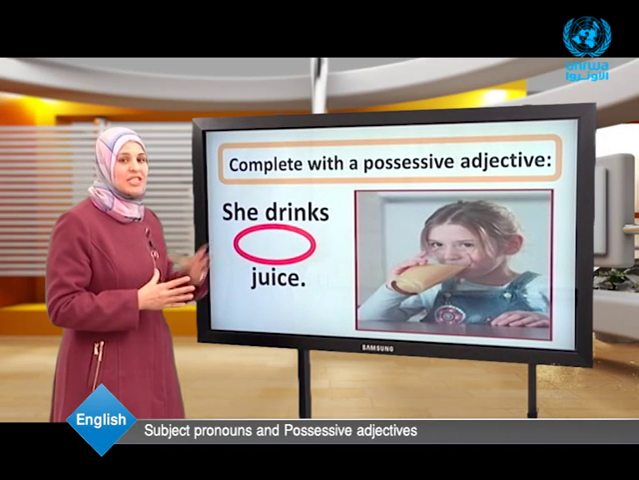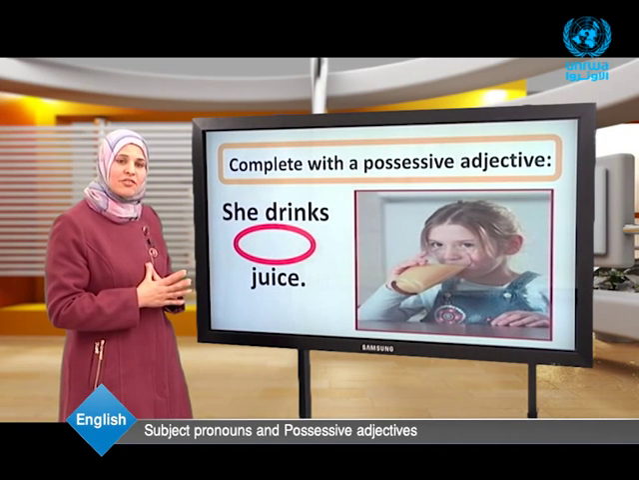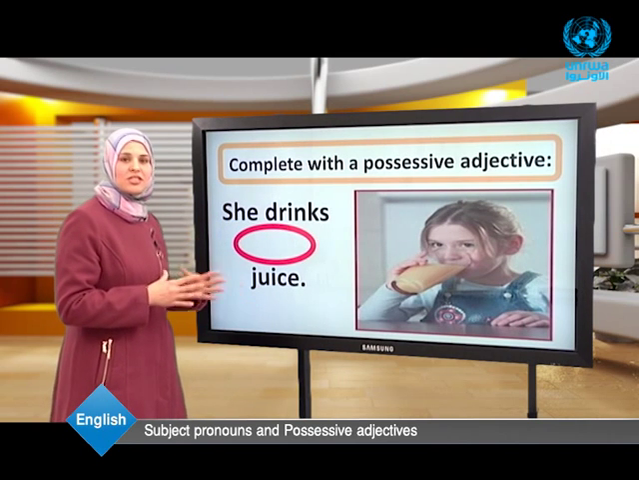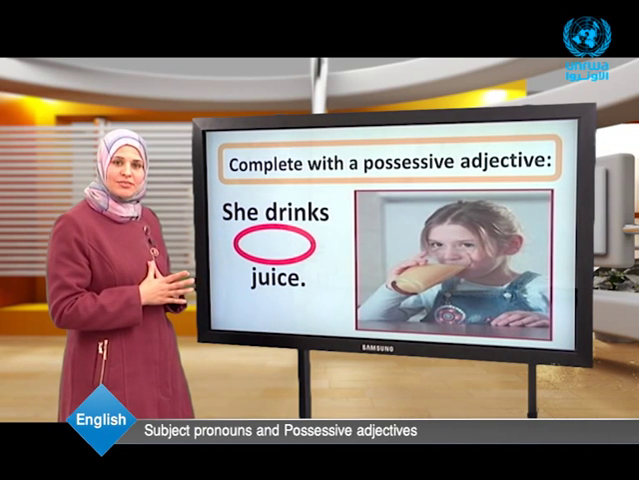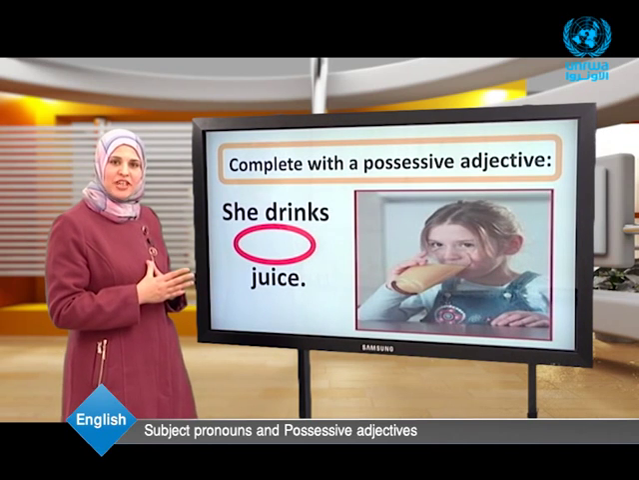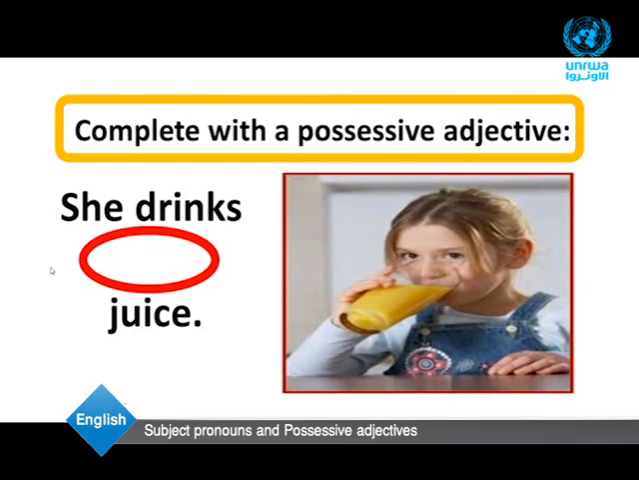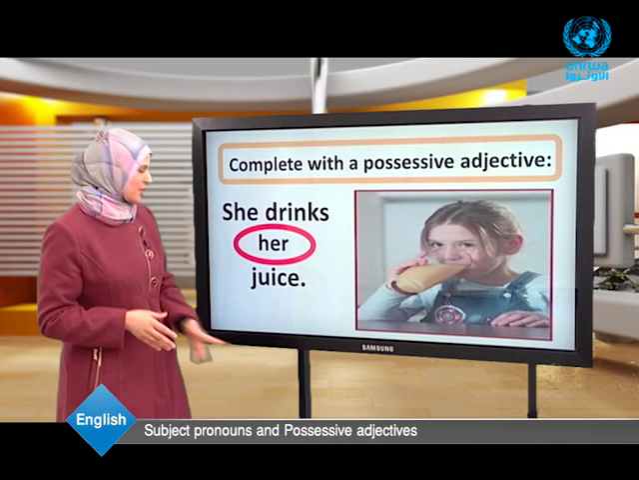Look at the picture. She is a girl. What is the possessive adjective? She drinks juice. What would you use? Think. She. So, what is the possessive adjective? Very good. She drinks her juice. Let's have another one.